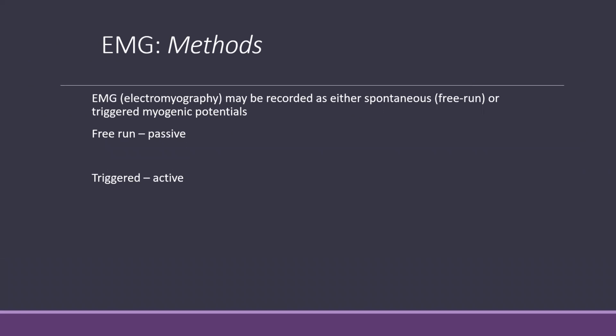So electromyography may be recorded as either spontaneous, which may be called free run, or triggered myogenic potentials. Free run is a very passive way of monitoring EMG. It's just monitoring any activity that the muscles may receive from the nerve roots, whereas triggered EMG is an active recording method where we are actively stimulating nerves and recording the responses from their innervated muscles.